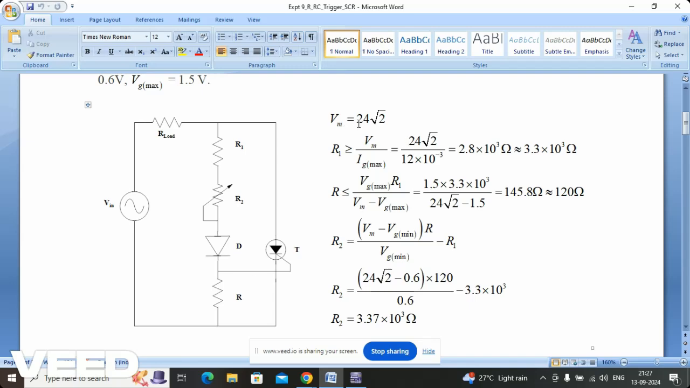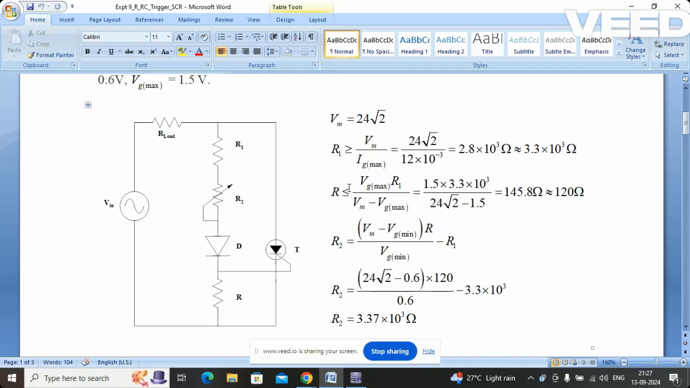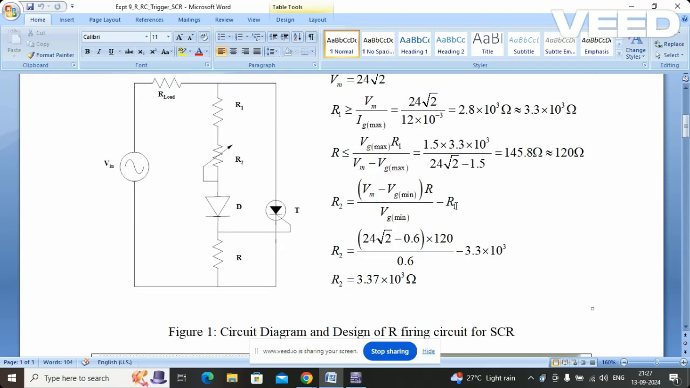The Vm, the peak voltage, is 24 into root 2. The R1 should be greater than Vm divided by Ig max. So you are getting 2.8 into 10 raised to power 3 ohm, but the nearest value is 3.3 kilo ohm. The formula here: R is less than Vg max into R1 divided by Vm minus Vg max. So it is 120 ohm, and R2 is Vm minus Vg min divided by R into Vg min minus R1. So here R2 equals 3.37 kilo ohm. So you have got the values of R1, R2 and R.